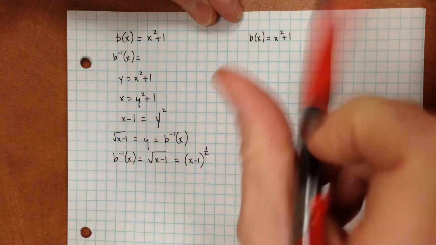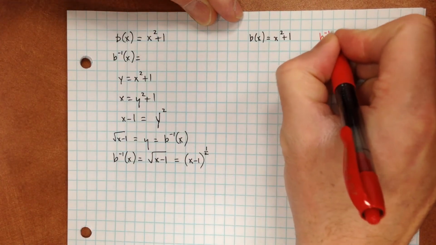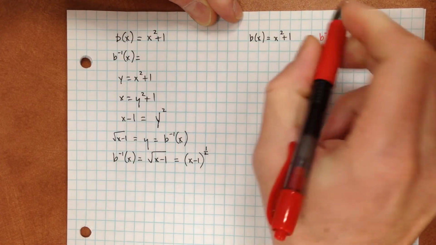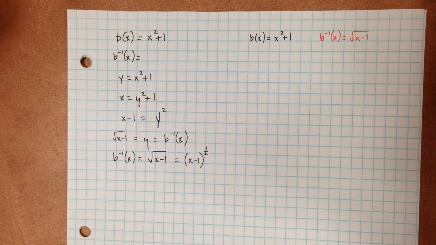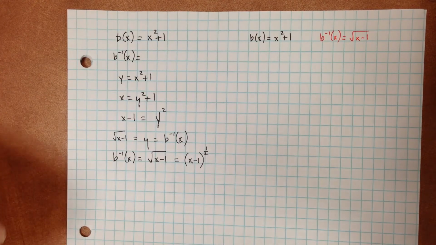I'll switch my color up. Let's do b inverse of x equals root x minus 1. So I'm going to show you a couple things here about some constraints and some limitations.